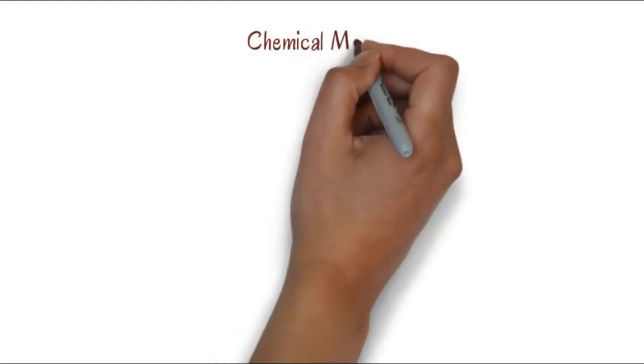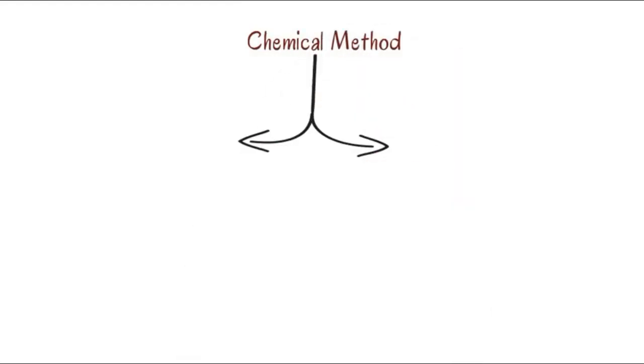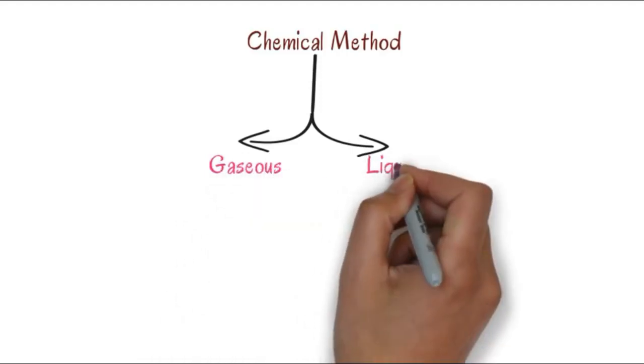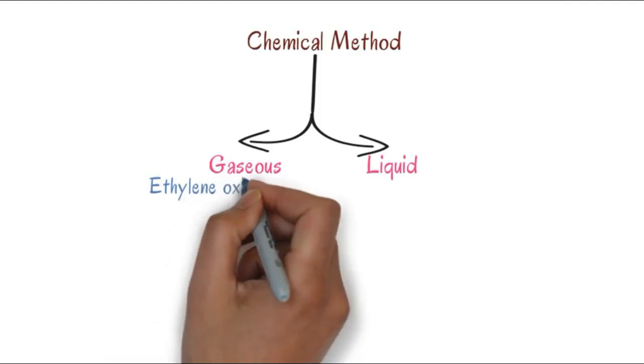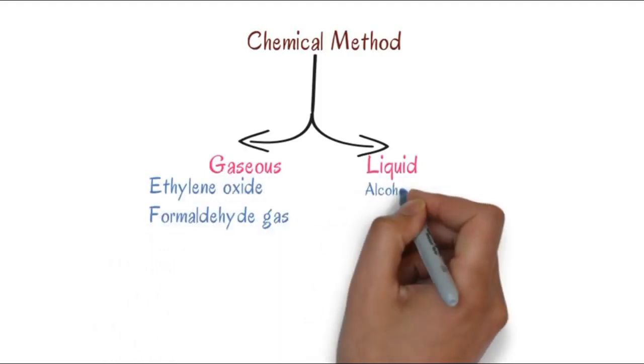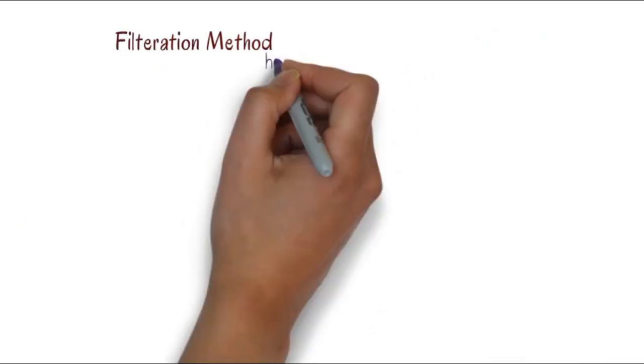Now we talk about the chemical method. The chemical method is divided into two types, gases and liquids. In the case of gases, we have formaldehyde, ethylene oxide and some others. In the case of liquids, we have alcohol, phenol and lysol, etc. Now we talk about the filtration method.